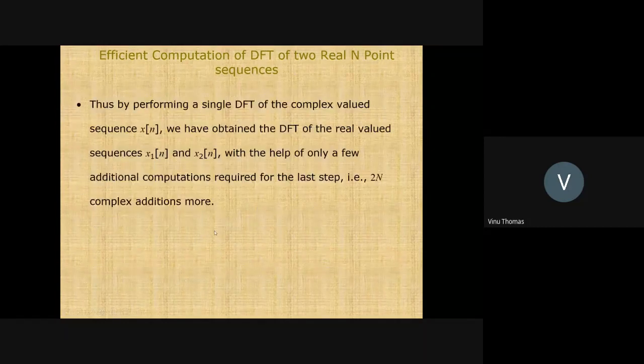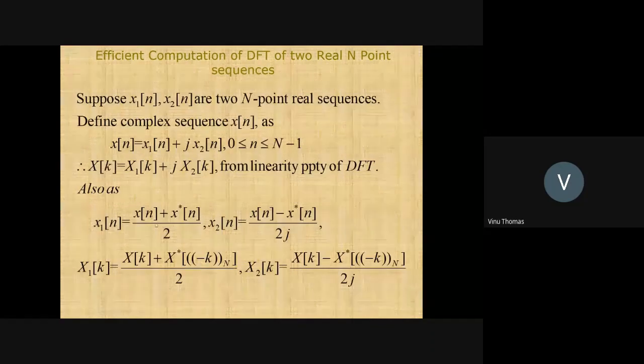Right? So now, can someone tell me how many total complex multiplications are required to compute X1 of k and X2 of k? First of all, you can tell me how many complex multiplications are required to compute X of k. Assume that you are given x of n.